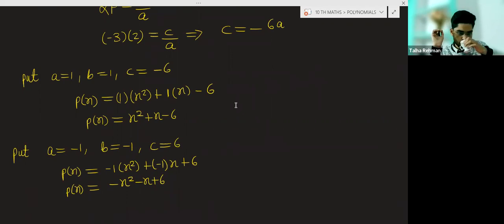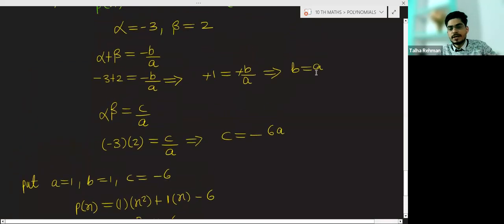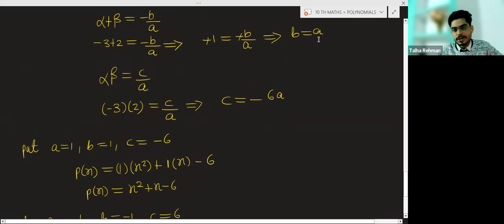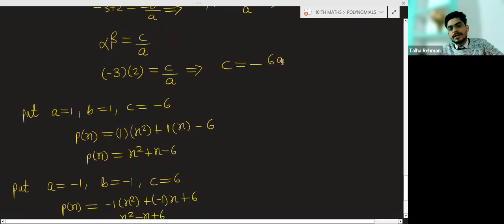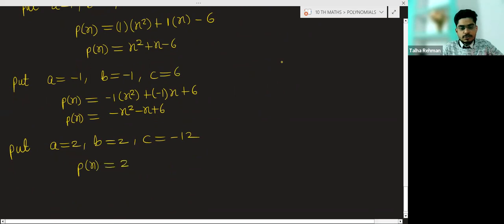So we can just put the value of a as 2. If you put a as 2, then you will get b also 2, because a and b are equal. Here c you will get -12. Now the required polynomial will be ax square plus bx plus c. So now take 2 common. You will have x square plus x minus 6.